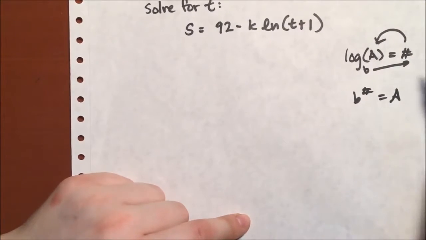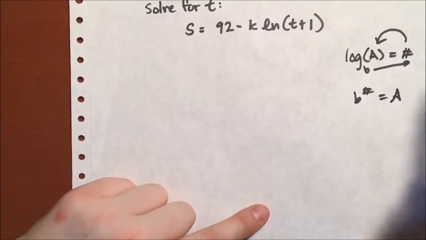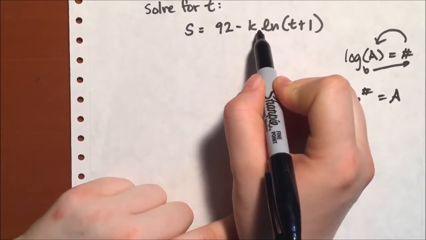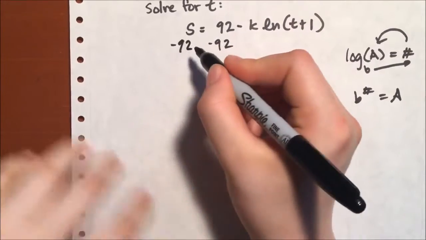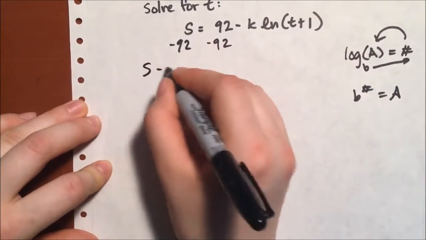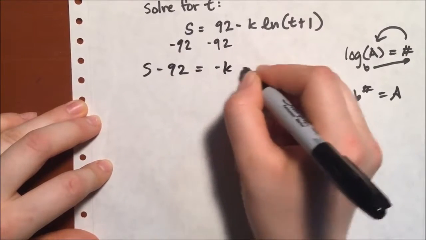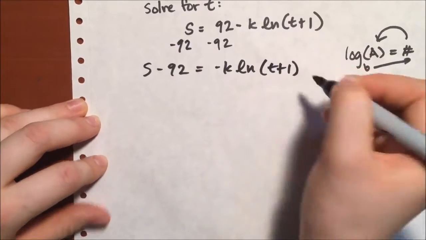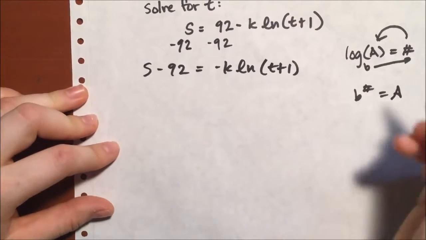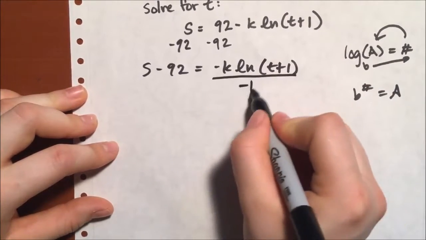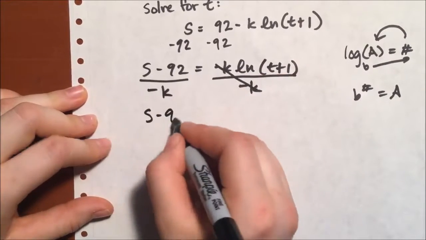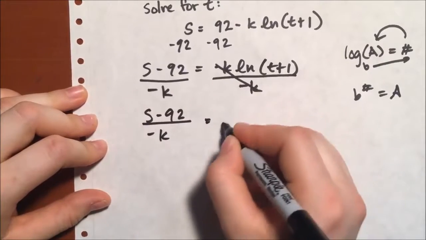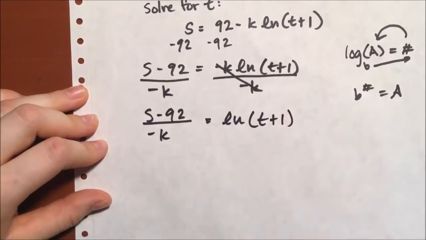So first things first, I gotta get my log by itself equal to a number. Okay, so let's see. I have 92 and then minus k that are hanging out. So what I'll do is I'll subtract the 92, and I get s minus 92 equals negative k natural log t plus 1. Now I still got to get my natural log by itself, so divide by negative k, and I get s minus 92 over negative k equals the natural log of t plus 1.